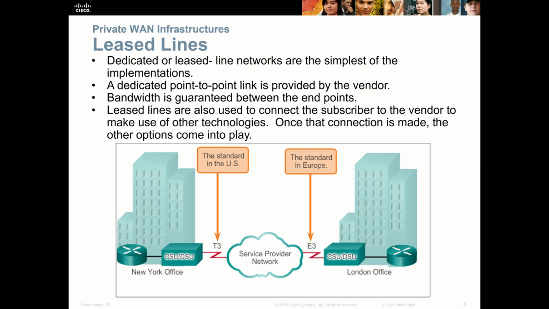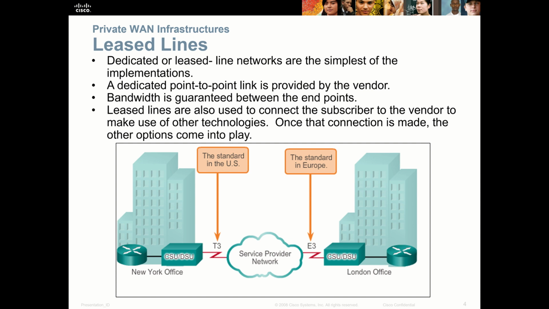If you look here, say for example this organization has two offices, the New York office and the London office. From the New York CSU/DSU to the service provider network, they will lease a direct connection, and the same goes for the London office, from the service provider network to the London office. Basically, they will rent a dedicated connection.